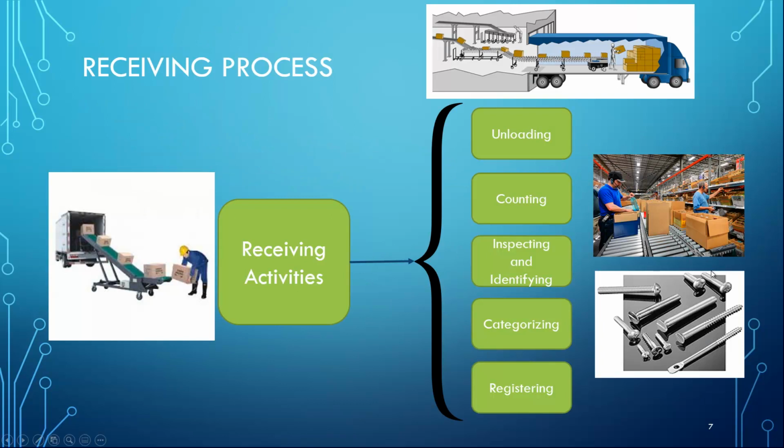In most companies, receiving activities will include unloading, counting, inspecting, and identifying, then categorizing and registering the item that arrived into the system. The unloading and counting activities will ensure that the number of containers or packages matches the carrier's order or manifest, and to ensure that the right order has been delivered. The unloading could be manual or automated, as you can see in the pictures here.